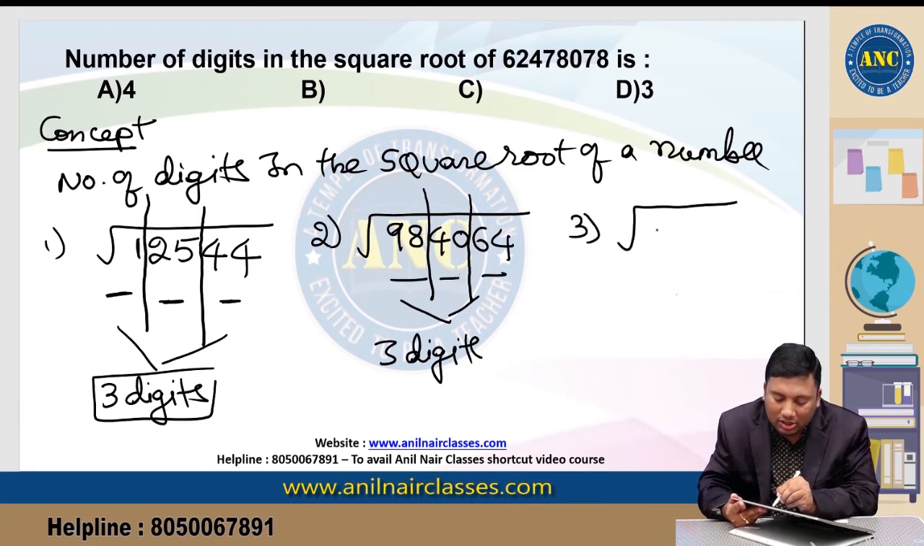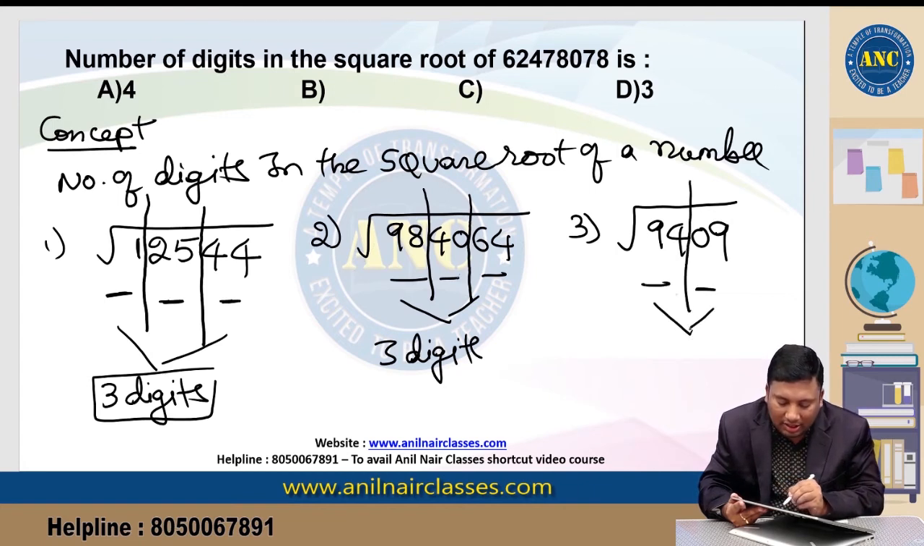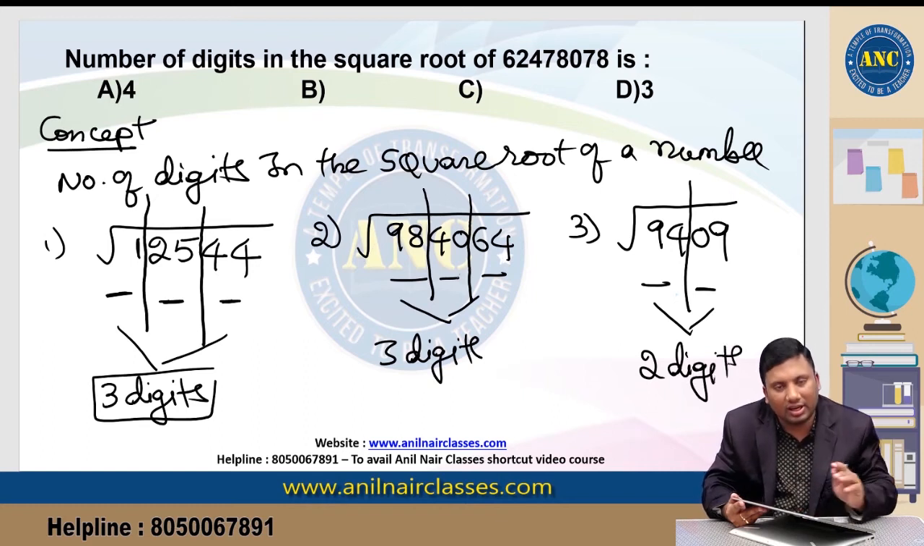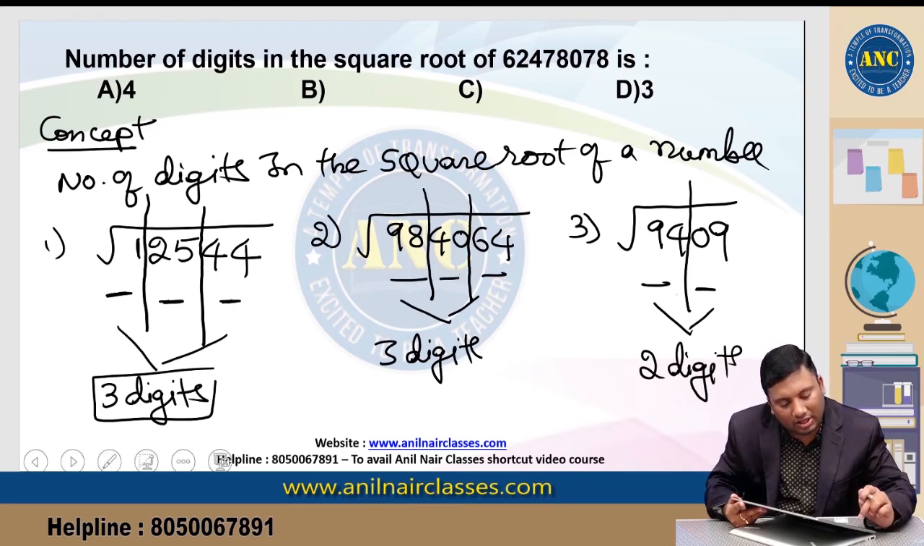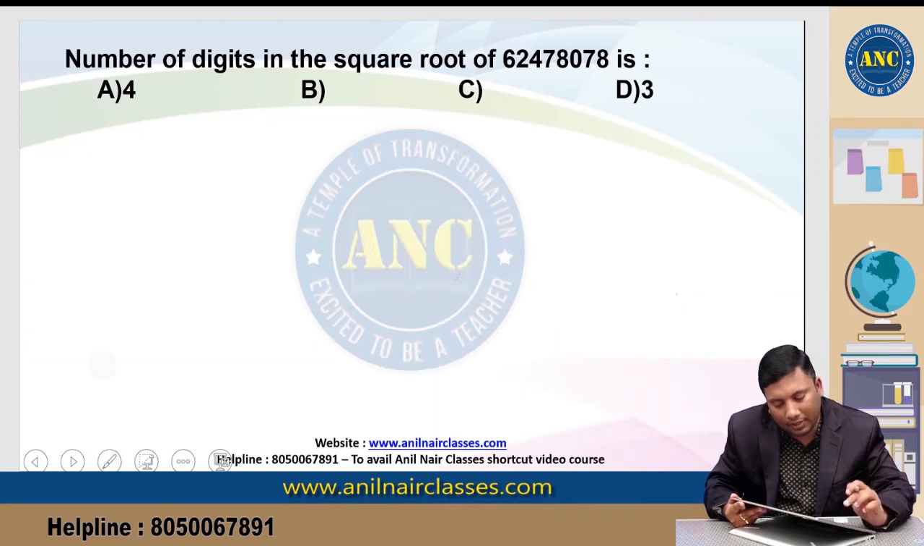Suppose it is the square root of 9409. Keep a slash after 2 digits. So the answer contains how many digits? The answer contains 2 digits. Idea is clear. Number of digits in the square root of a number: keep a slash after every 2 digits. Now let us solve this question.